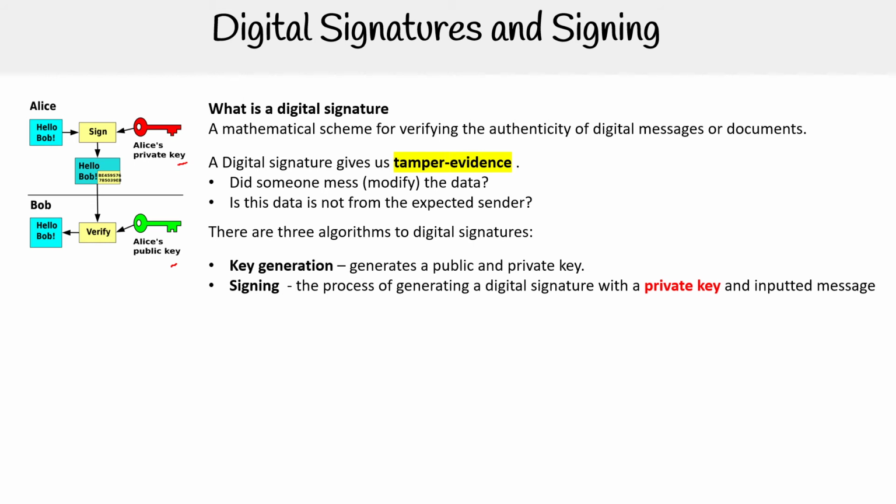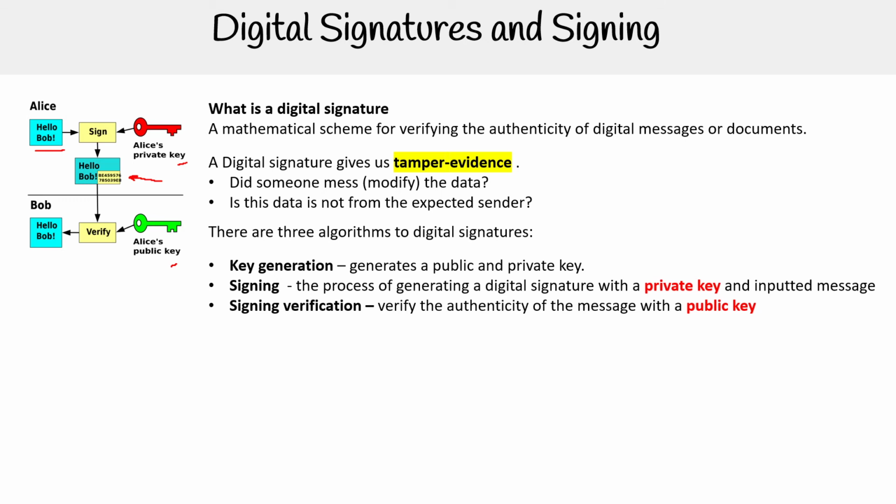And so we have the signing. This is the process of generating a digital signature with a private key and the inputted message. So we have our private key and we have our inputted message, and then you can see that the signature is attached to our message here.